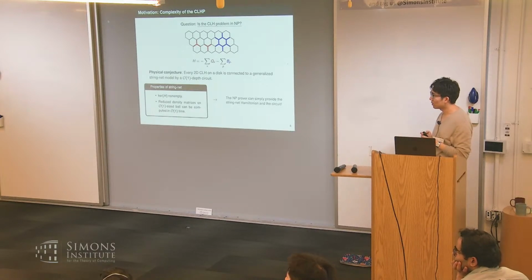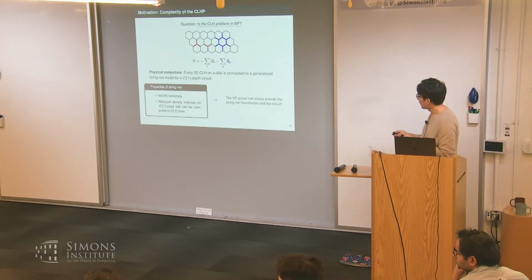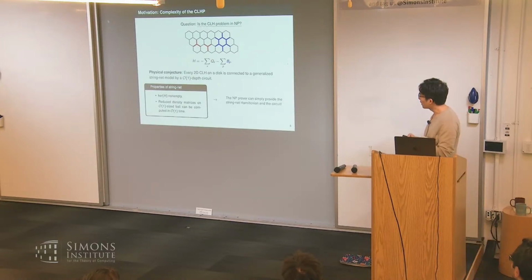I'm sort of confused. Is this kernel obviously non-empty? Oh, I see. These are all projectors, and it is not totally obvious that this is non-empty. If you have a general commuting projector Hamiltonian, it will not be obvious if the kernel is non-empty. But for this model, one can show that. Okay, maybe I should just take this offline.